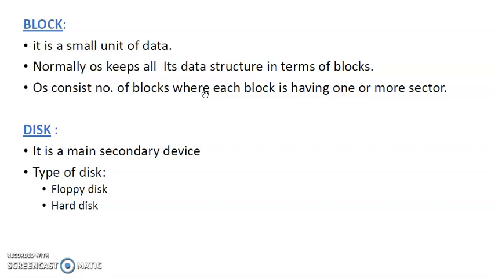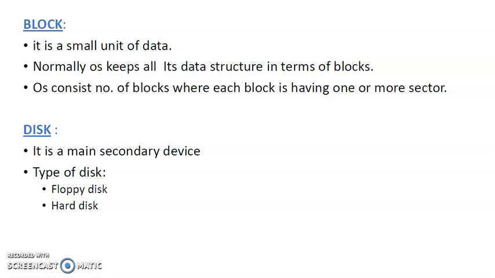What are examples of non-volatile devices? Your hard disk, your CD, your USB. These are examples of secondary devices. So the non-volatile or secondary device holds the data. Okay, and even if power is turned off, it holds the data securely.